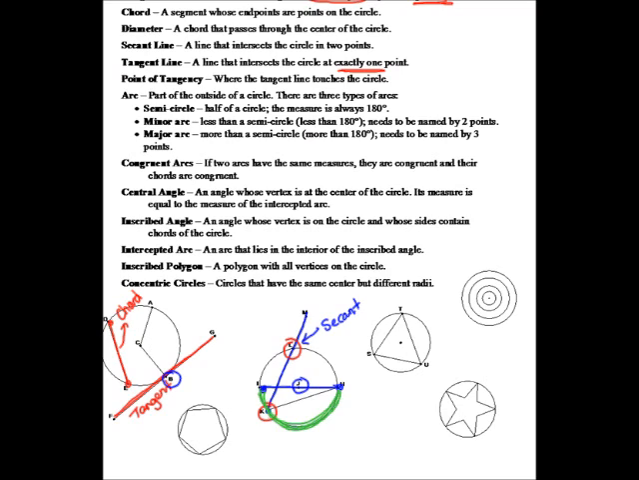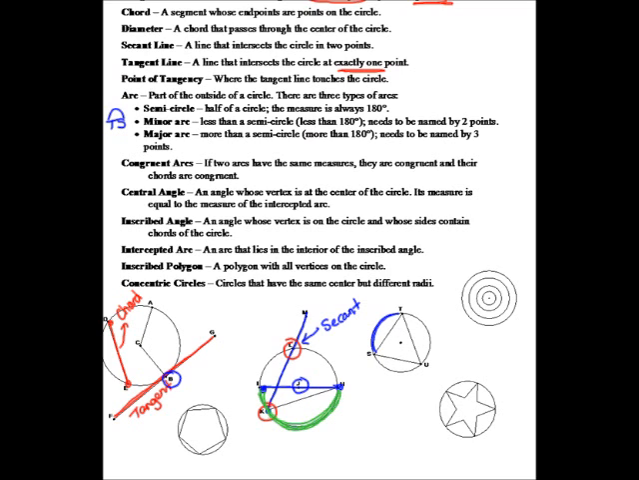A minor arc is an arc that's less than a semicircle, so it's less than 180 degrees, and it needs to be named by 2 points. So an example here of a minor arc, we can go to, for instance, this next picture over here, and call TS a minor arc. So that would be labeled as an arc symbol above the letters TS.